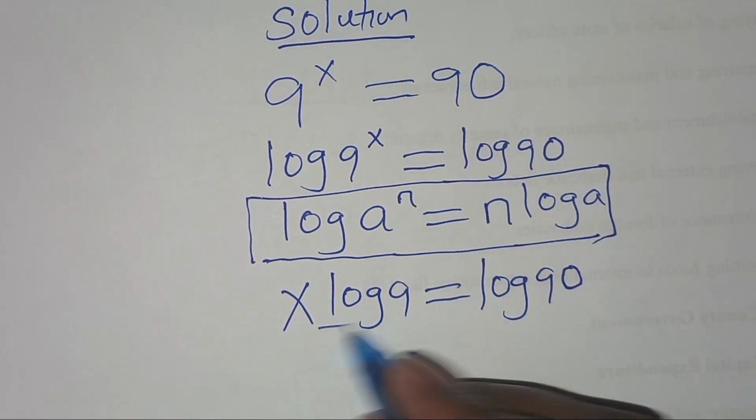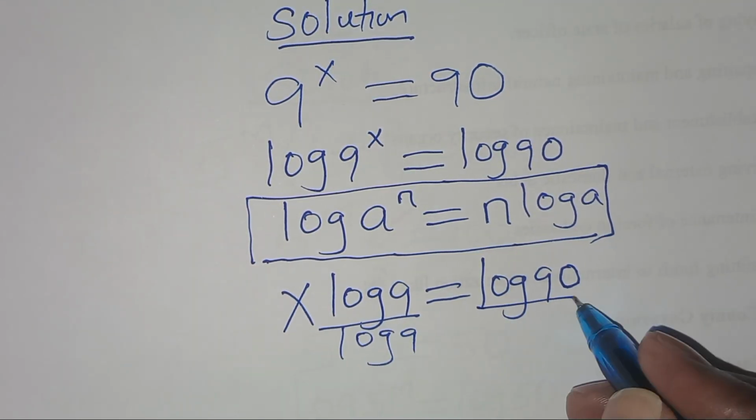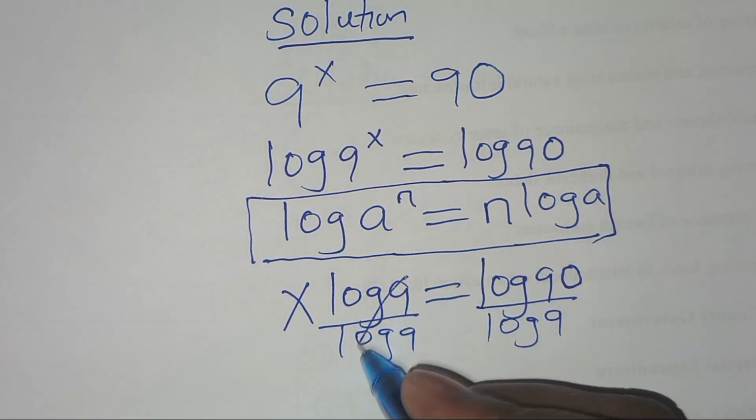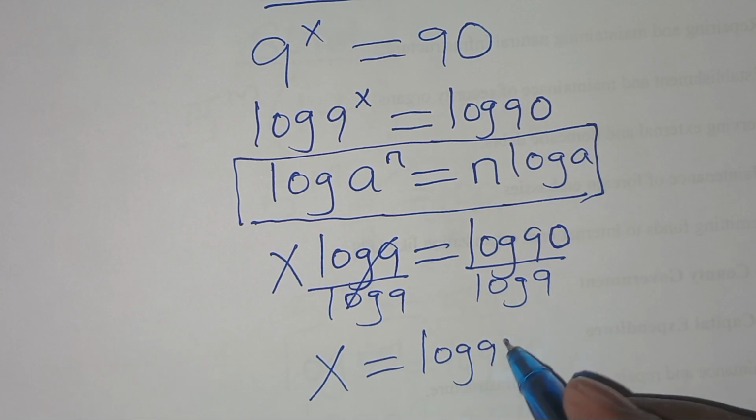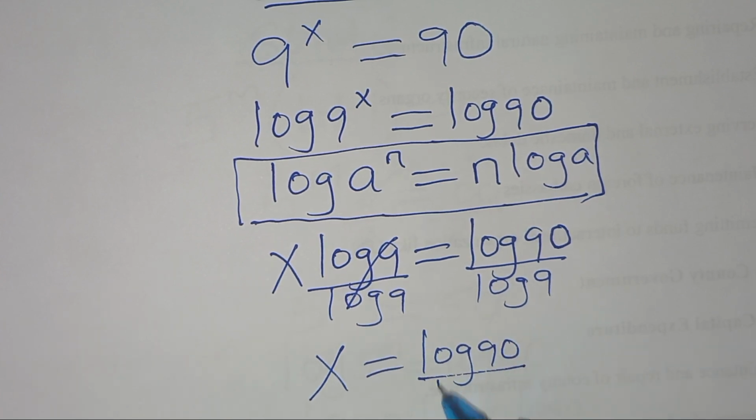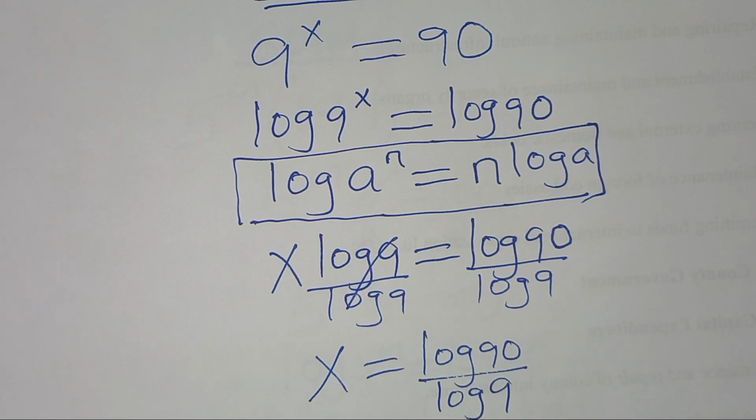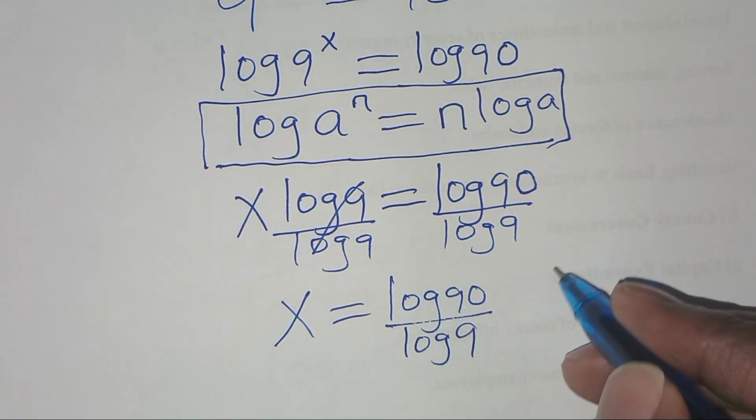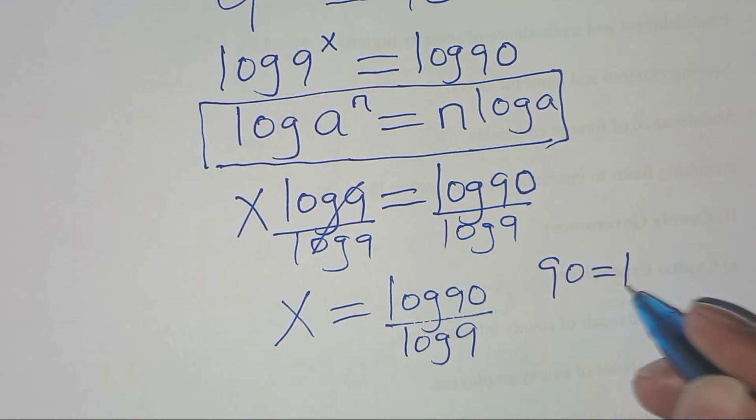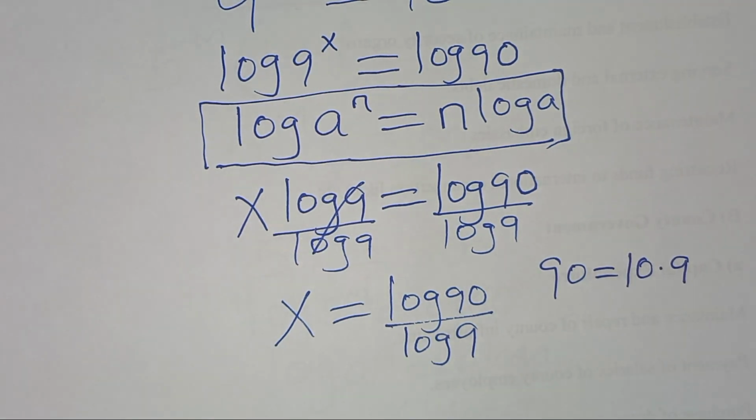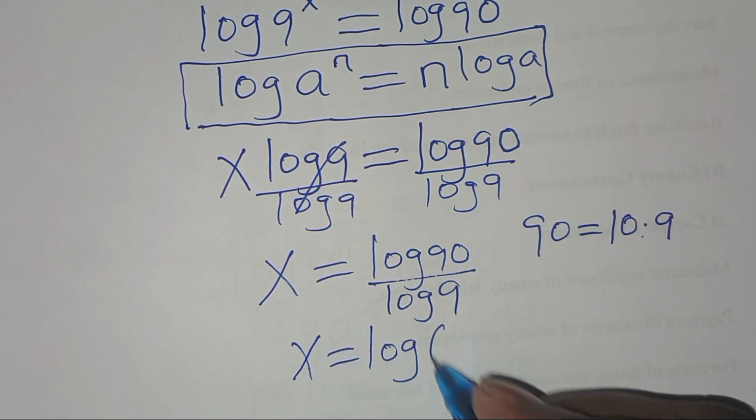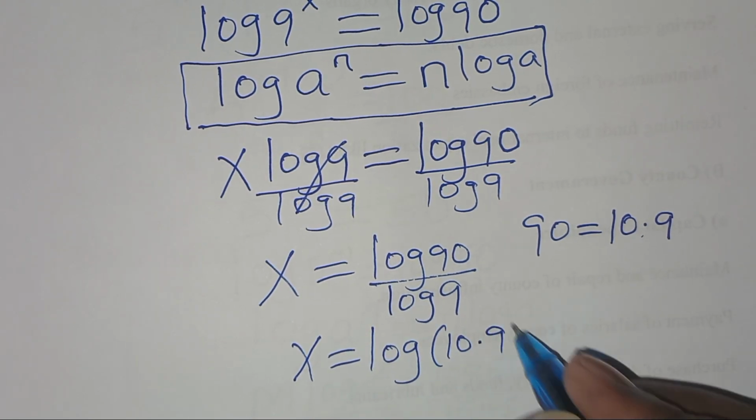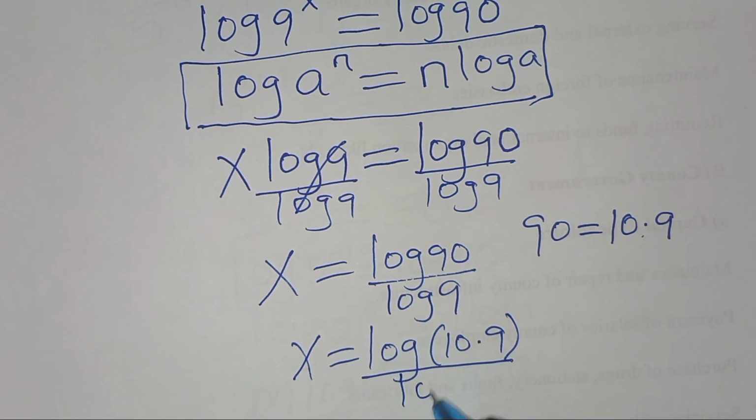So let's divide both sides by log 9, so that now x is equal to log 90 divided by log 9. So the next step from here, we can express 90 as 10 multiplied by 9. So substituting this, we have x is equal to log 10 multiplied by 9, all divided by log 9.